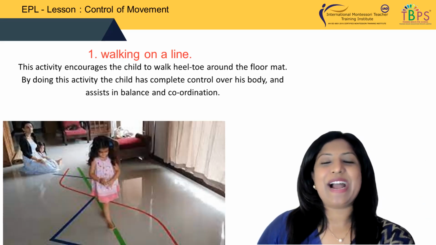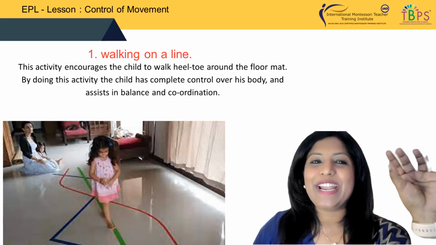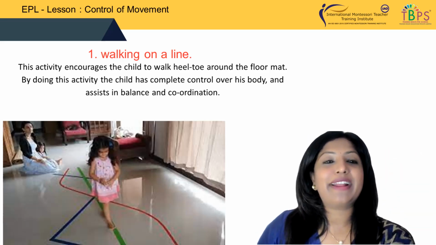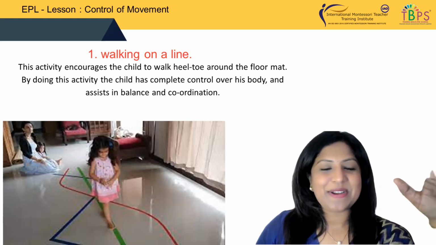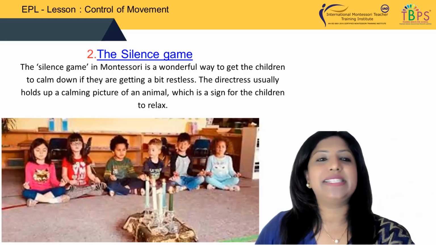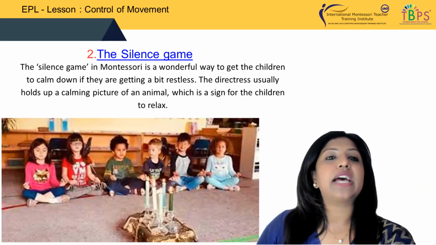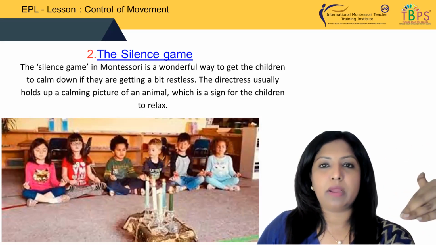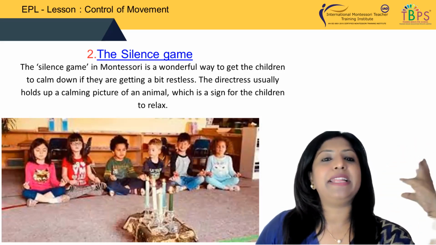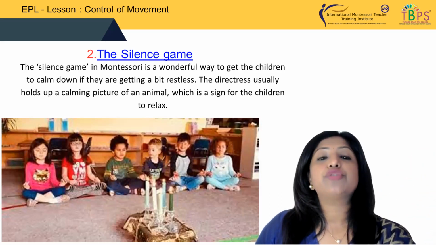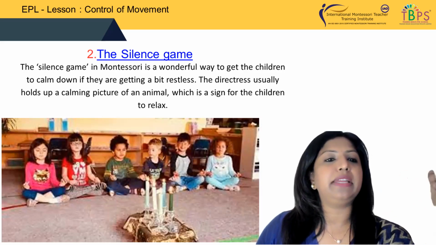The second thing, how can I take control of the entire child's body? The second thing is, I want my class to be quiet. When I want my class to be quiet, I have to introduce silence in my class, right? So a silence game is a beautiful way to get the children to calm down. If your class is completely restless or anxious, they cannot be quiet when the teacher is asking. So you can have wonderful calming games.